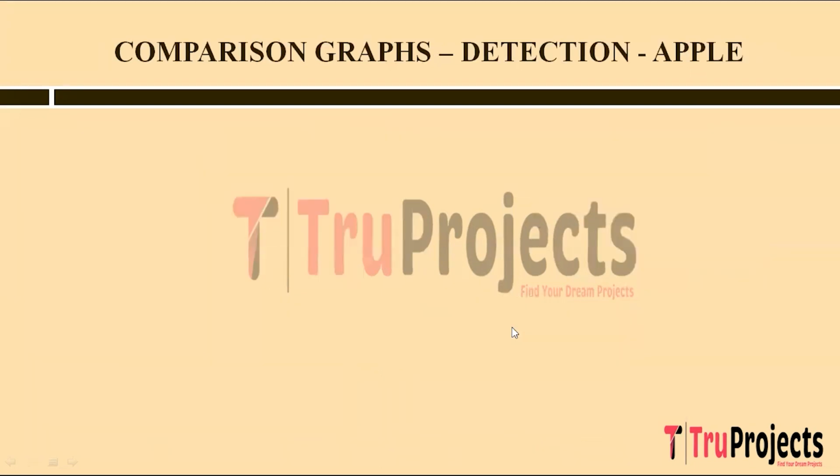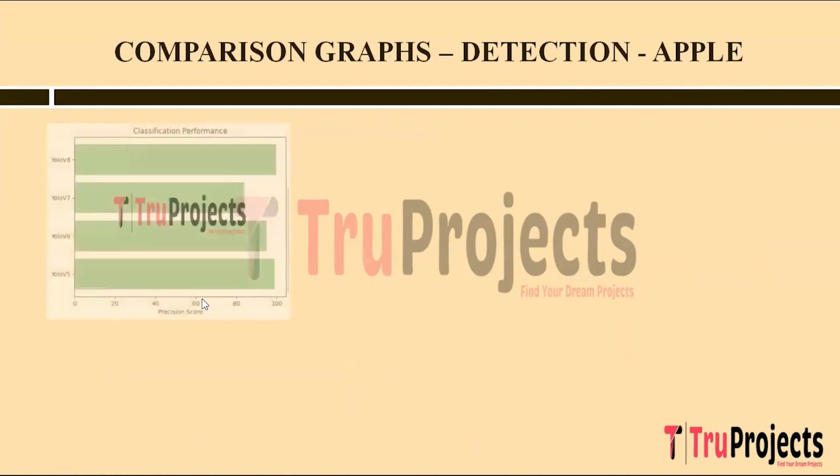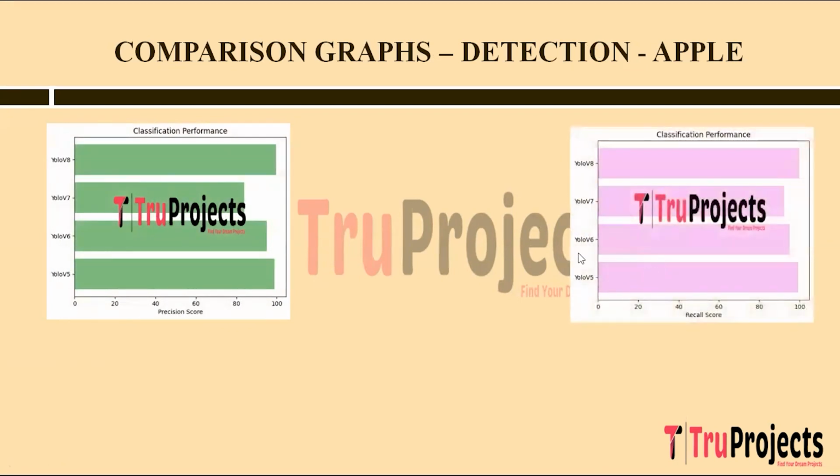So now we'll see the comparison graphs of the algorithms built for detection of apple leaf diseases. So this is the horizontal bar graph comparing precision scores of different algorithms. In this graph on x-axis I have precision scores and on y-axis I have algorithm names. So precision measures the accuracy of positive predictions, representing the ratio of true positives to the sum of true positives and false positives.